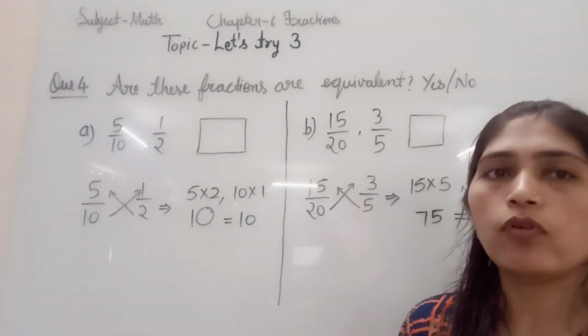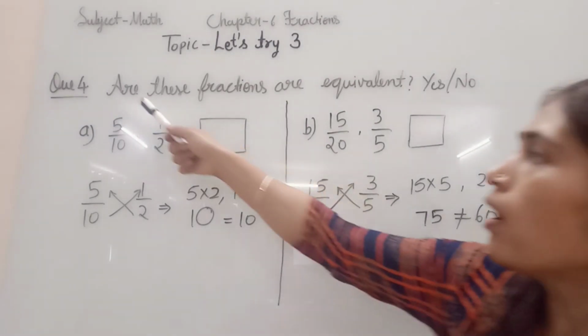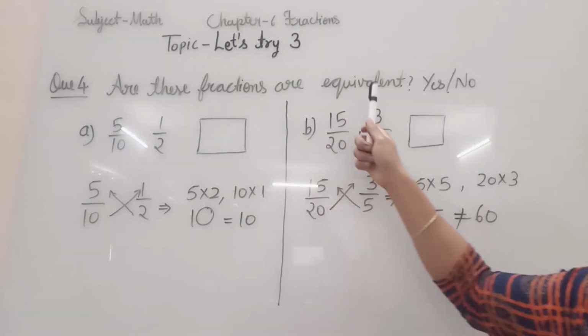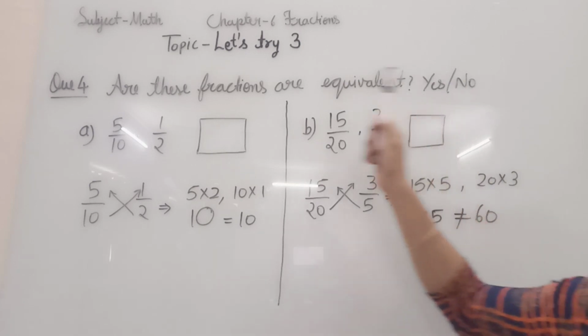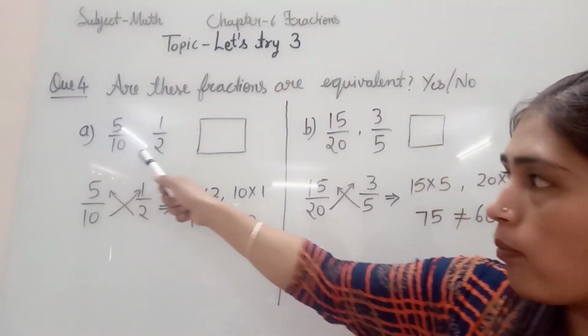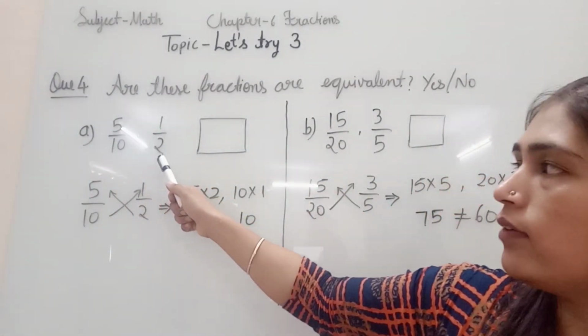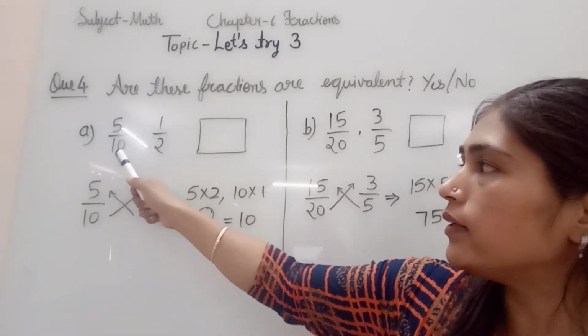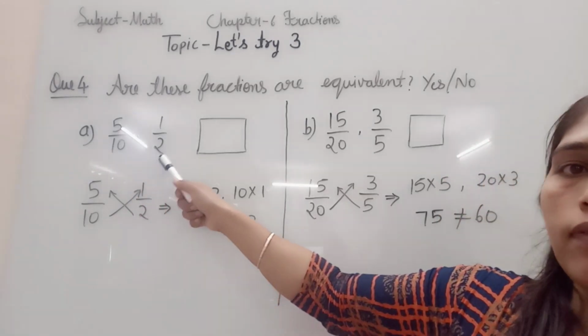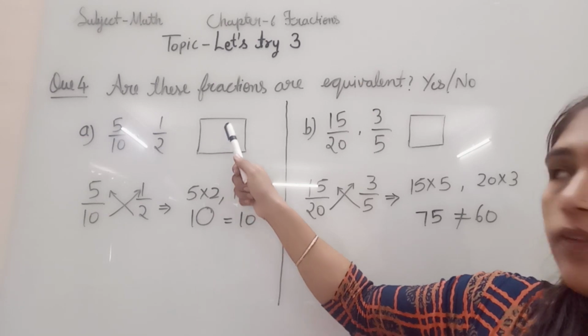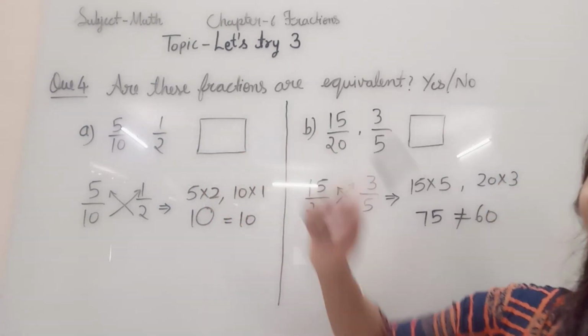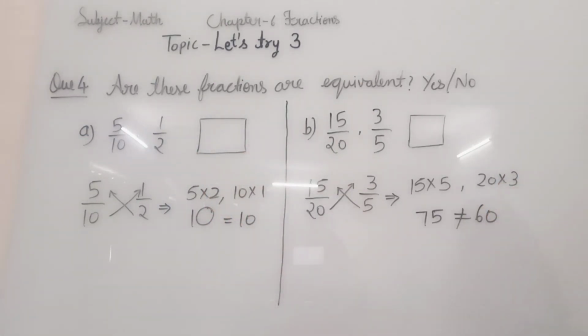So question number 4. What is the question number 4? Are these fractions equivalent, yes or no? In the book they have given us problems like this. 2 fractions they have given us. We have to check whether they are equivalent or not. If they are equivalent, we have to write yes here. If they are not equivalent, then we will write no here.